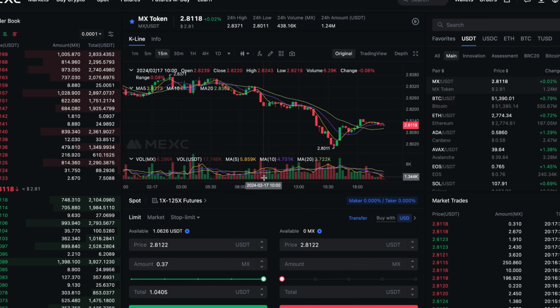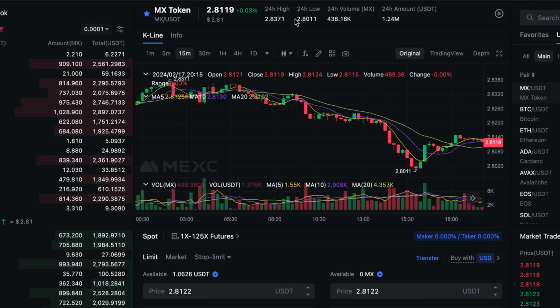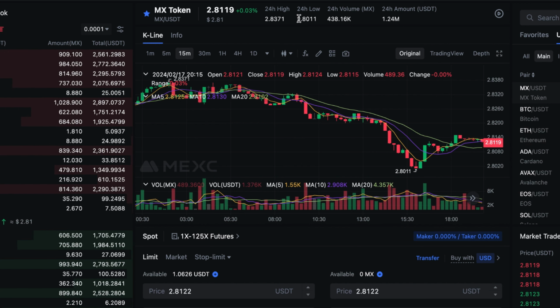Let's say, for example, the current price of MX token is $2.8119, and you don't want to buy at this price. Looking at the low in the last 24 hours, it means MX token went as low as $2.8011. Let's say you want to go ahead and buy at this price. It's very easy. All you have to do is copy this price. That's what limit is all about.